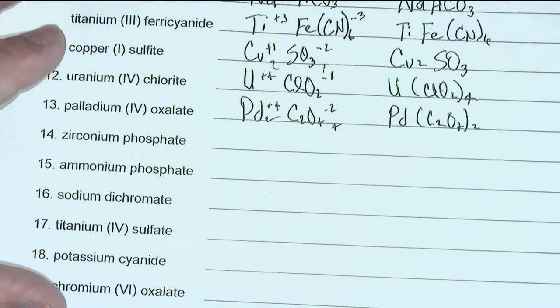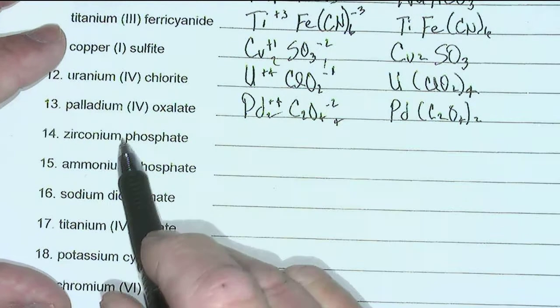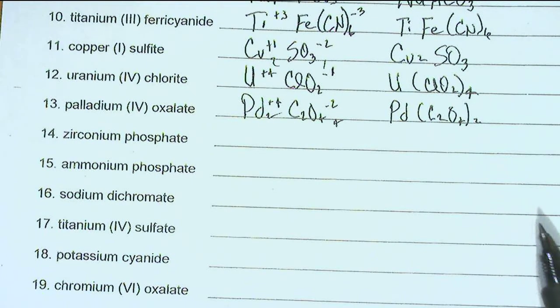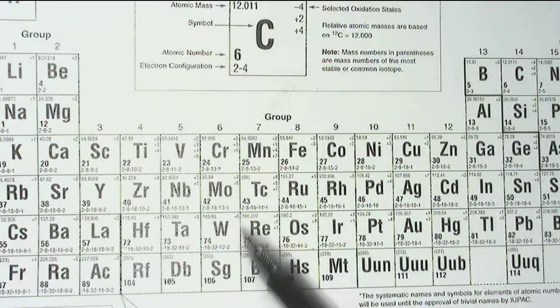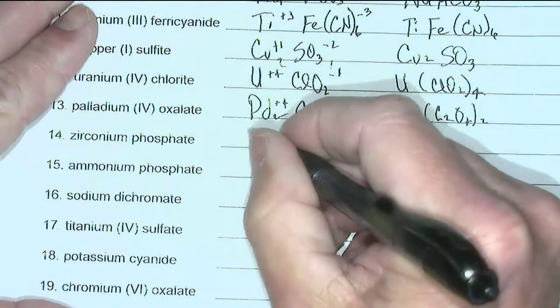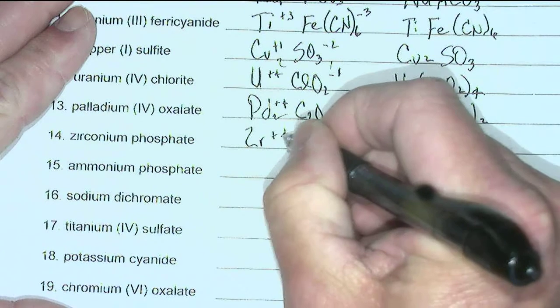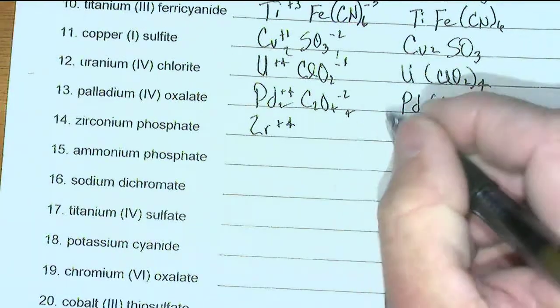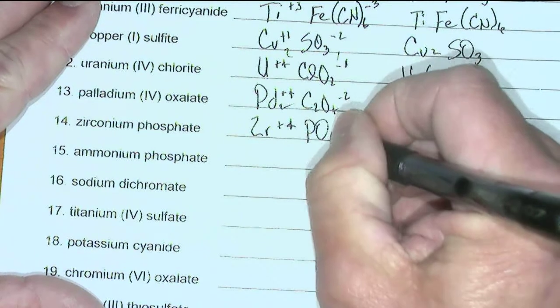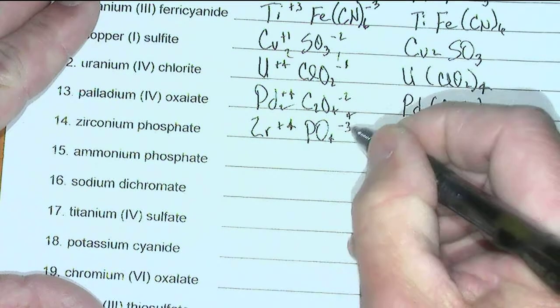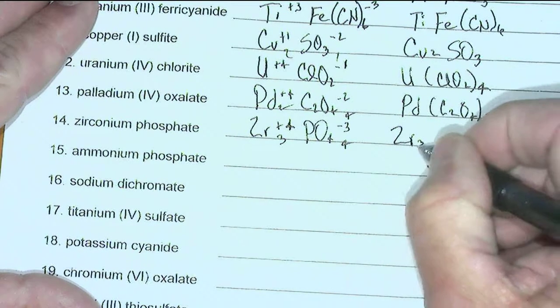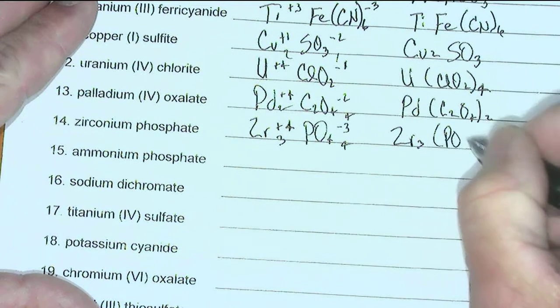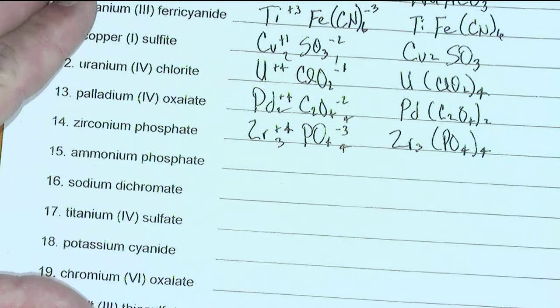Zirconium phosphate. Zirconium does not have a Roman numeral here because it only has 1 oxidation state. And you can see right here, zirconium is a +4. So that's going to be Zr +4. The phosphate ion, pardon me, is PO4. It is a -3. So we're going to cross these 3 and 4. So we have Zr3(PO4) 4 times.